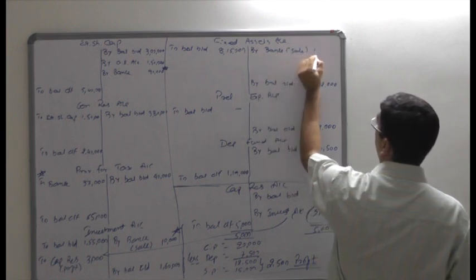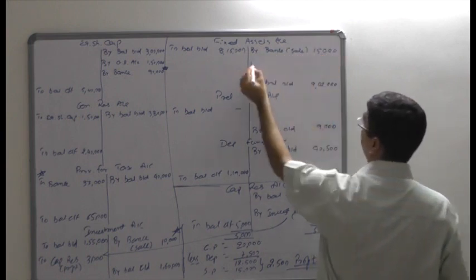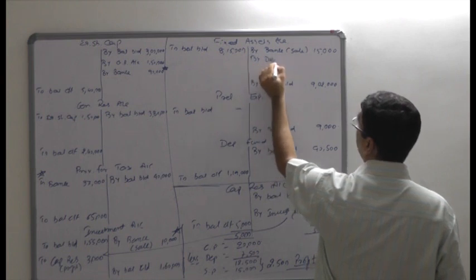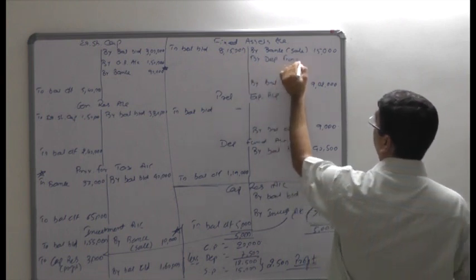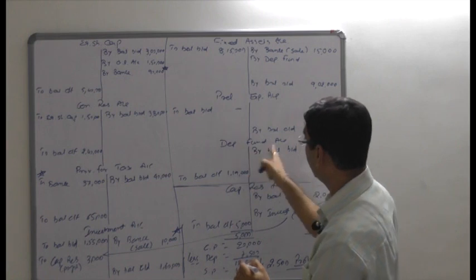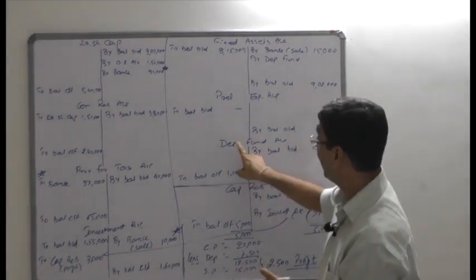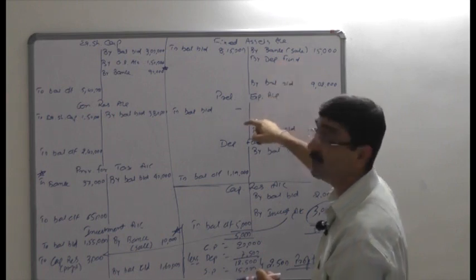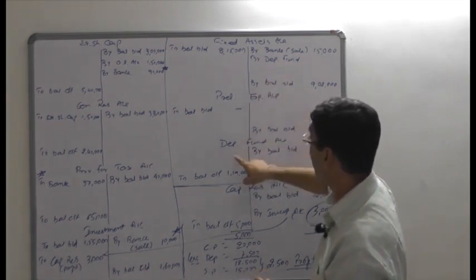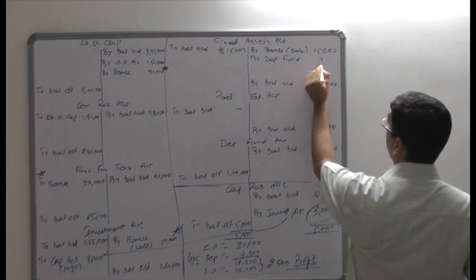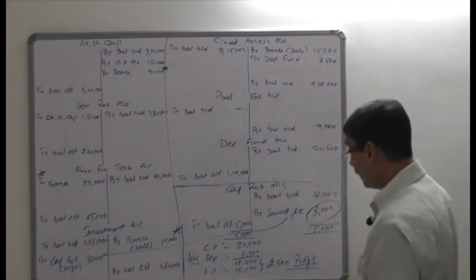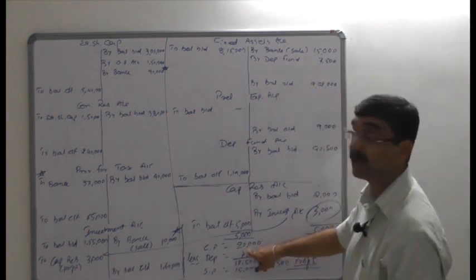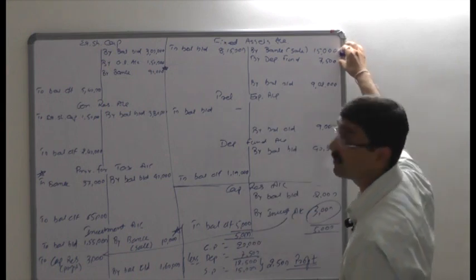First is by bank, sale, and your sales price is 15,000. Then by depreciation fund account. We will not transfer into P&L account because we already have a depreciation fund. If you have a depreciation fund, then any amount of depreciation cannot be transferred into the P&L account, and that's why we were transferring here, and that is 7,500. Your book value of the machinery is 20,000, and the total of this is 22,500.